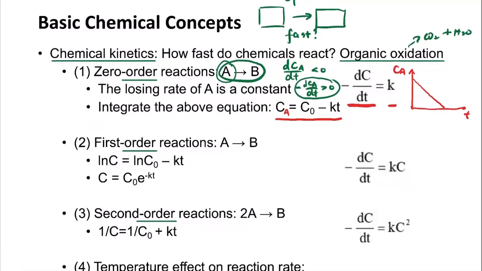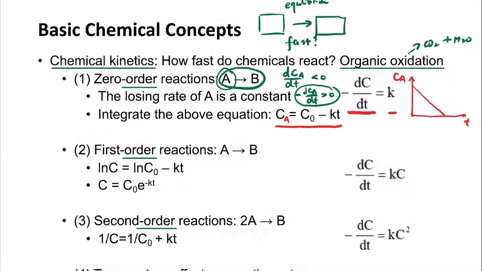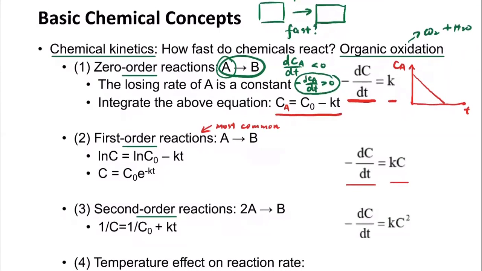And then the first order reaction means that the losing rate or the reaction rate is proportional to the concentration of the A species. And actually, the first order reaction is the most common reaction in environmental engineering. So we need to know this concept, okay? What this means is that the concentration of A is going to decrease proportionally to the concentration of the A species. So what does that mean?